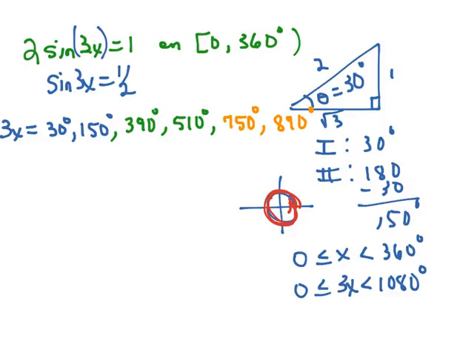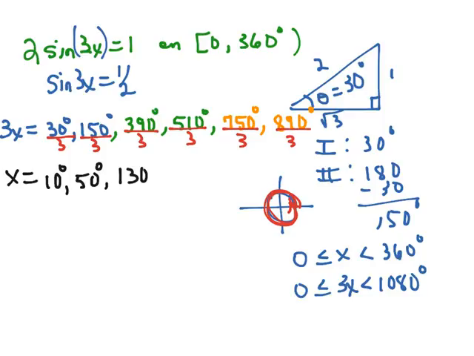So we want our final answer to be just x. So we're going to go back to each one of these and divide by 3 to get what the value for x is. So if we take 30 and divide by 3, we're going to get 10 degrees. If we take 150 and divide by 3, we're going to get 50 degrees. If we take 390 and divide by 3, we're going to get 130 degrees. 510 divided by 3 is 170 degrees.